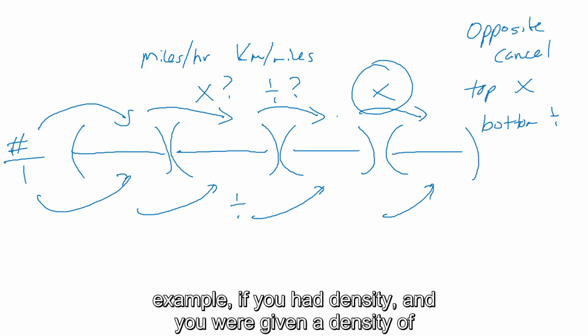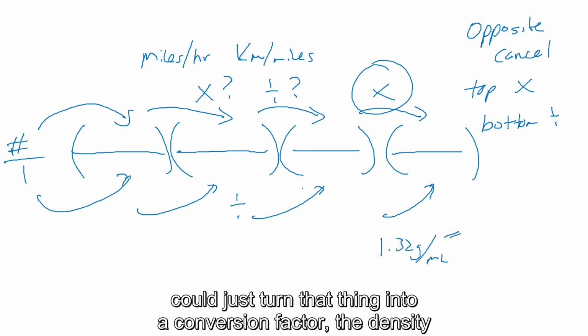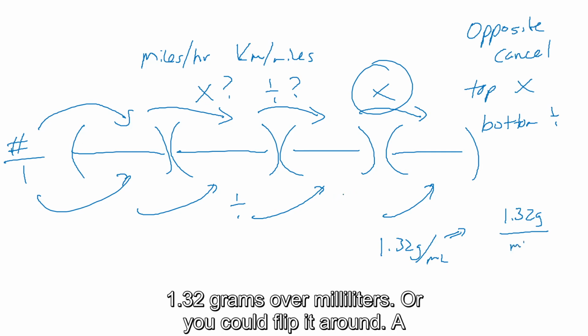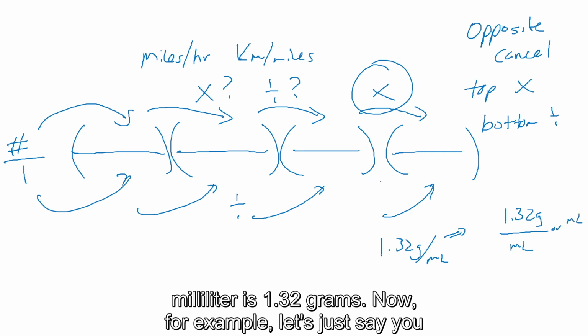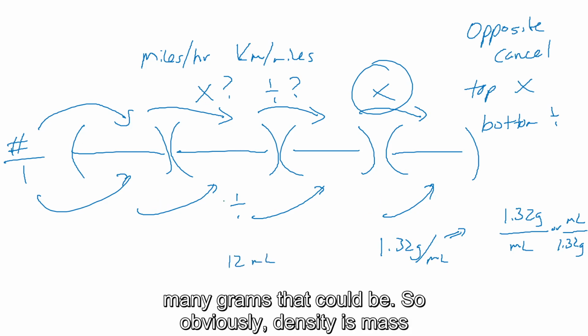For example, if you were given a density of something, like the density was 1.32 grams per milliliter, you could just turn that into a conversion factor of the density, 1.32 grams over milliliters. Or you could flip it around, a milliliter is 1.32 grams. Now, for example, let's just say you had 12 milliliters of this solution. You want to know how many grams that could be.